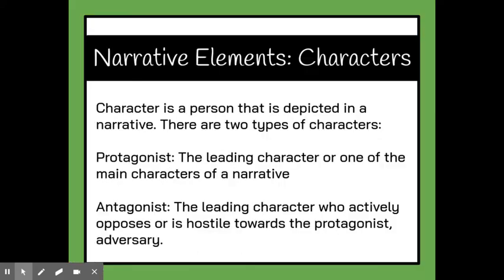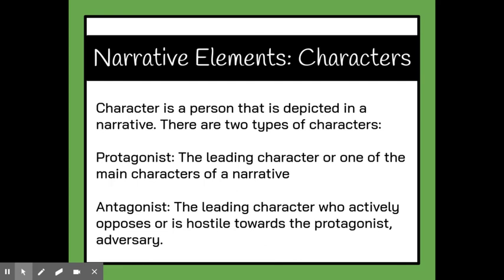Another important part of us going through the elements of a narrative is characters. A character is a person that is depicted in a narrative. There are two types of characters: the protagonist, or the leading character, or one of the main characters of a narrative. In this case, it will be your soldier. He is the main character, or she. Well, it has to be a he. There were no women fighting then.